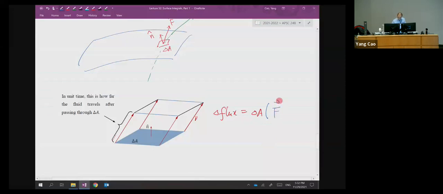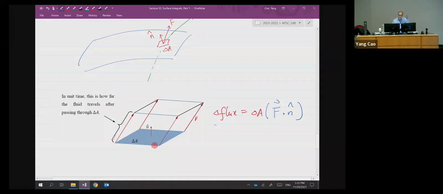How do you get the height? You have F, you have n hat. Exactly. F dot n hat, right? And thank you very much. So this is the volume of this parallelogram. F dot n hat gives you a delta flux. Right? That delta flux is the flux through this delta A.